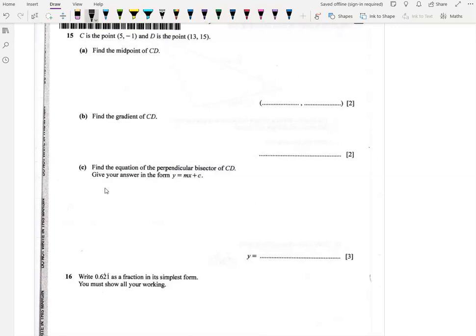To find the midpoint of a segment, the formula is very easy. You take the average of the x coordinates and the average of the y coordinates. So add both x and divide by 2. So you get 5 plus 13 divided by 2. That will give you 9. So that is the x coordinate of the midpoint. And for the y coordinate, add both y. So minus 1 plus 15, add both y and divide by 2. That gives you 7. So the midpoint of CD is (9, 7).